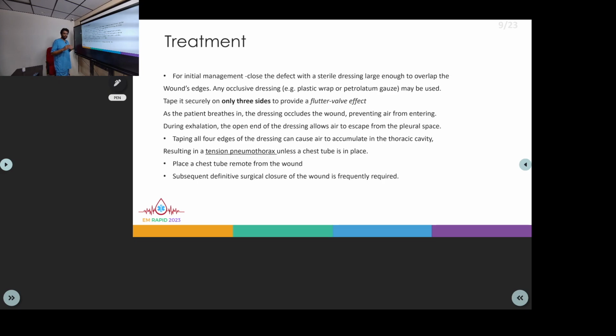So if at all we are closing all four sides, it can result in tension pneumothorax as explained earlier, and the definitive management includes we have to place a chest tube at a site remote from the site of the wound, and also subsequent surgical closure of the wound, or else it can again go into another pneumothorax.